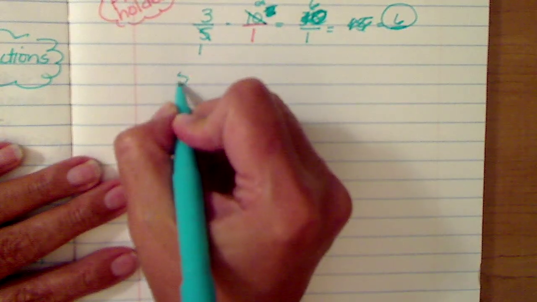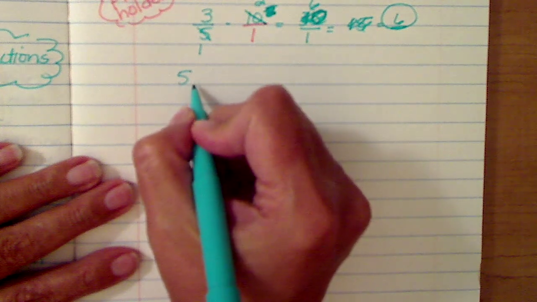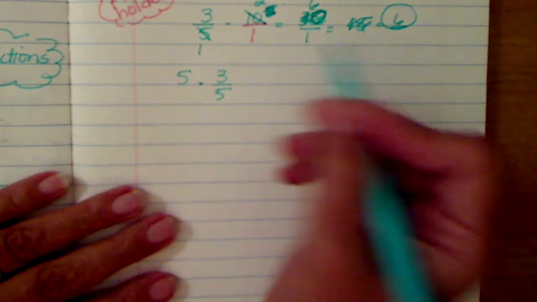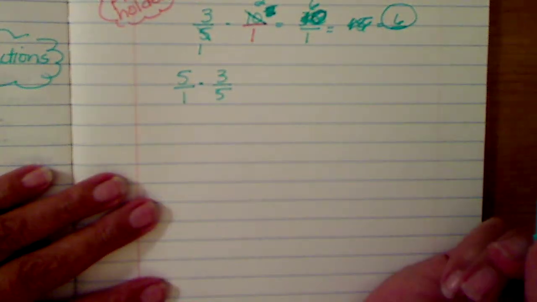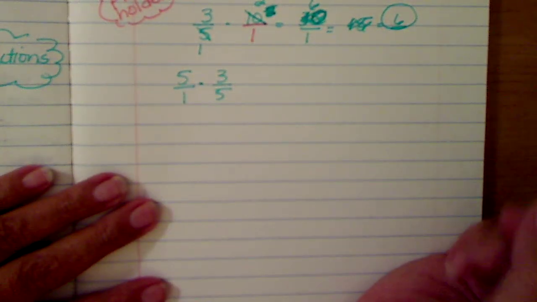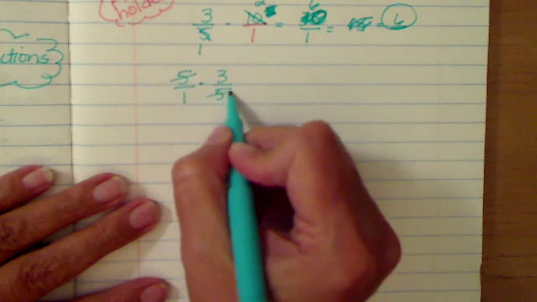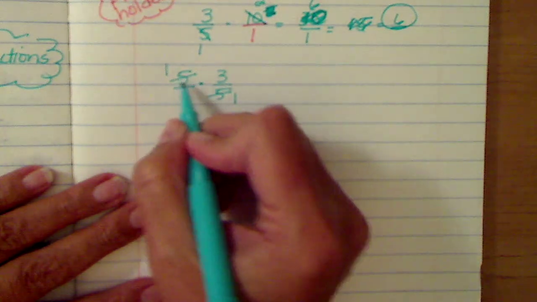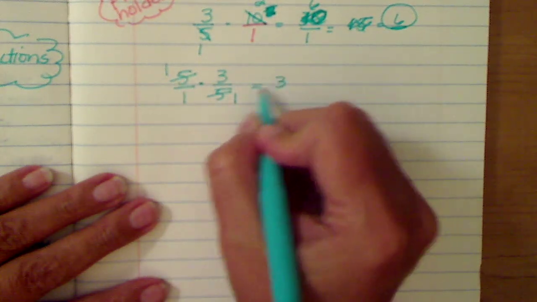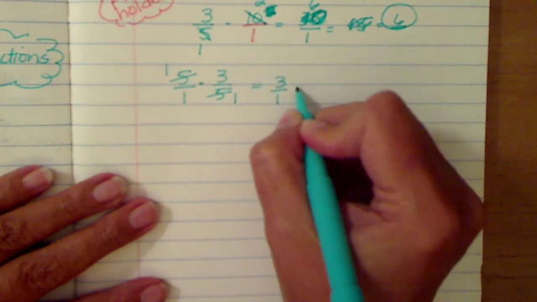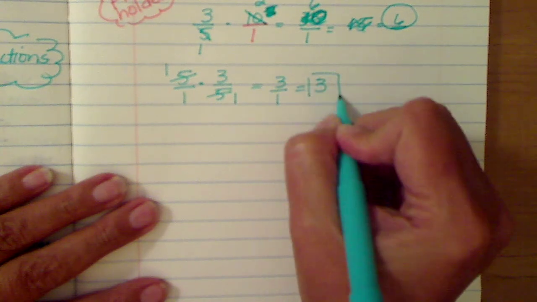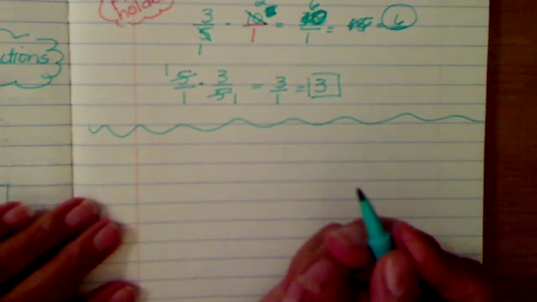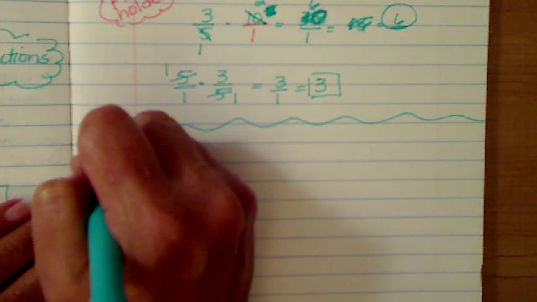All right, let's look at another one and see if I can do it without messing up. So we've got 5 times 3/5. We're going to put our 1 underneath our 5 as our placeholder. We can see that the 5s cancel each other out. They divide and equal 1. And then 1 times 3 is 3, and 1 times 1 is 1, which means our answer is 3. All right, let's move on to mixed numbers.